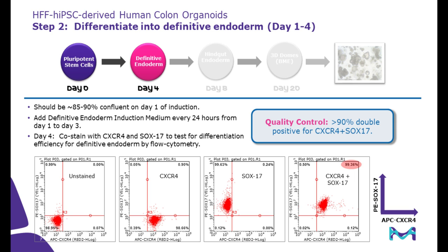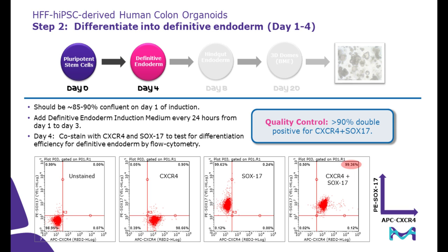The next day, cells should be approximately 85 to 90% confluent. Start definitive endoderm differentiation by adding definitive endoderm induction media from day 1 to day 3. It's a 3-day induction process. Change media every 24 hours.